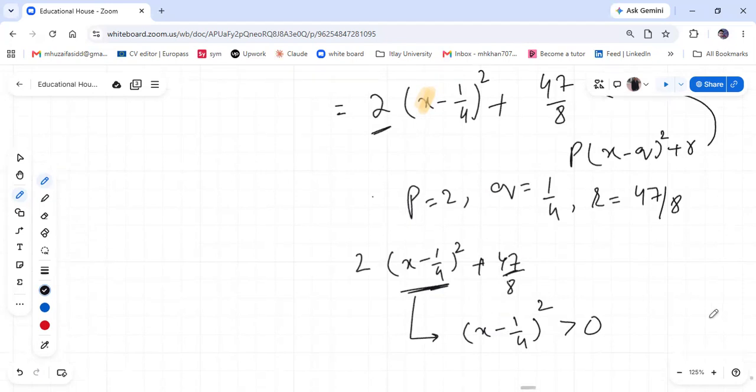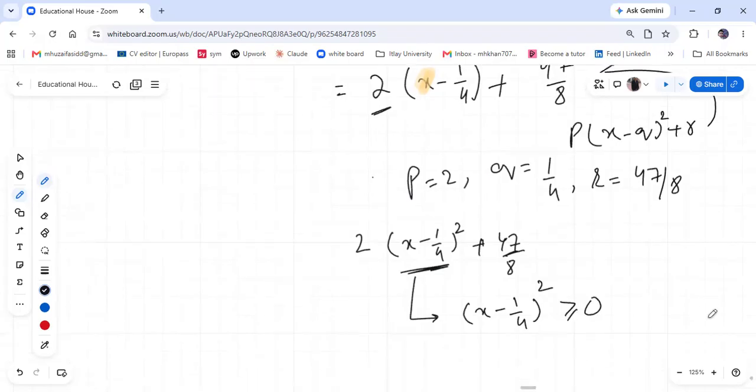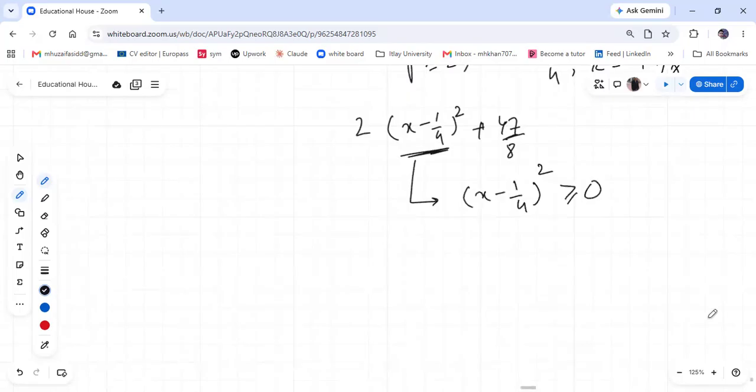Can you understand it? Yes, sir. Greater than or equal to 0. This is general, keep it in your mind. When we have a square term, it may be equal to 0 or greater than 0, but it can't be negative. A negative term, when squared, will be converted into positive. So on this basis you can write that a square term is always greater than or equal to 0.